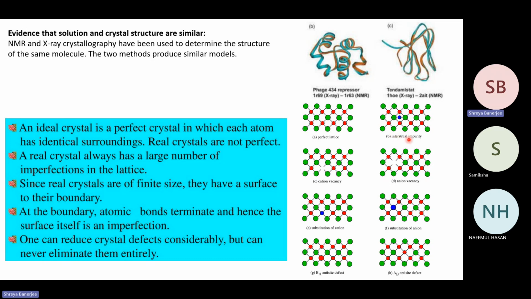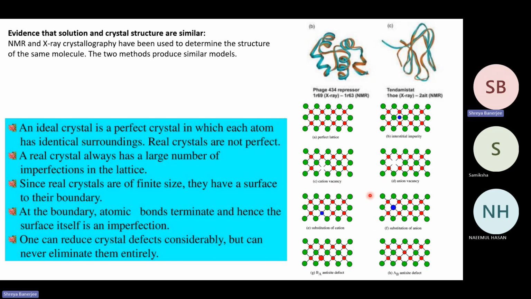So here are some examples of defects. You can have an interstitial impurity, where there is an additional impurity in the gap of the crystal. Or you can have a cation or anion vacancy, where one of the spots is empty. Or you can have a substitution of cation, so some other cation has come and sat in the place of this. Suppose instead of Na plus, you have K plus. Or the opposite, where the anion has been substituted. So these are different defects in the crystals.